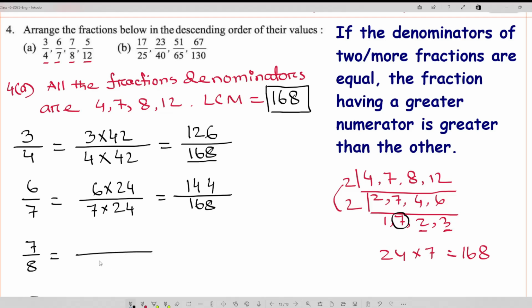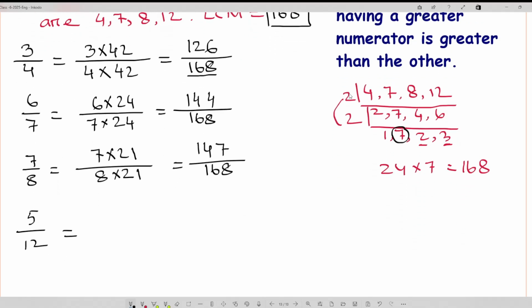Then here is 168, so 8 times, here is 21, right? 7 times 21, so 7, and here is 14. And finally here is 12 times, so here is 14, and 5 times 14 is a 70.